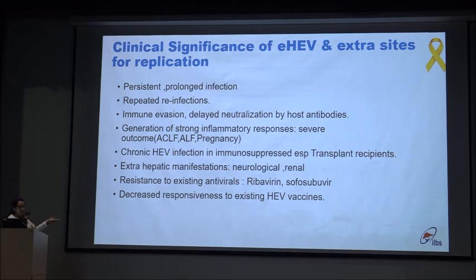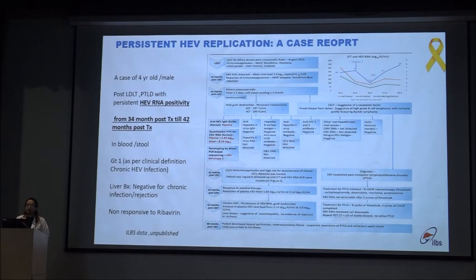Chronic HEV infection is based on this concept only, because the virus replicates slowly, so it can cause chronic infections. Extrahepatic replication, I told you. And whatever antivirals you have, there is resistance, and there is decreased responsiveness to the hepatitis E virus vaccines which are available.